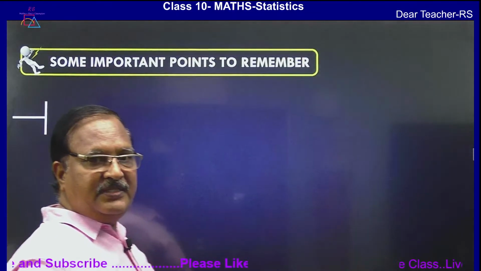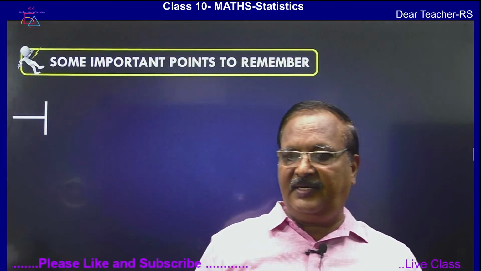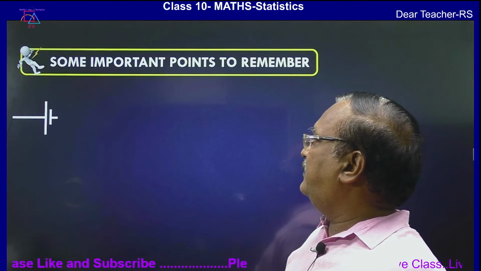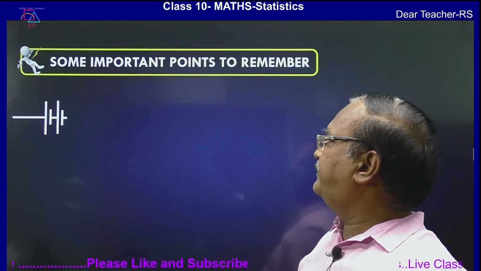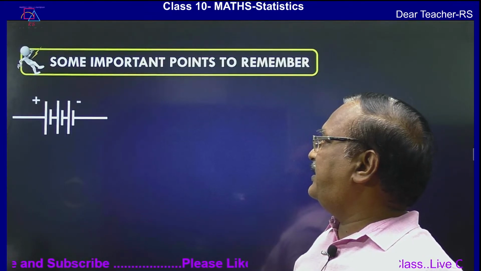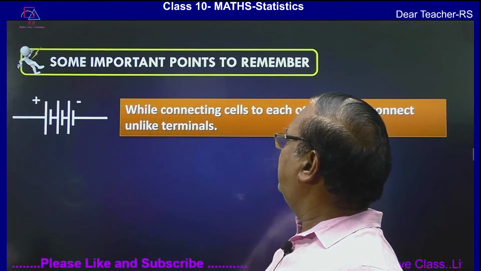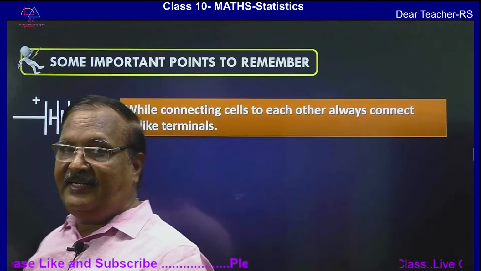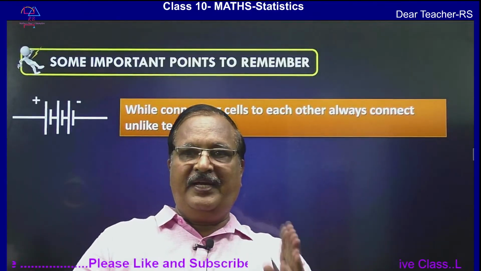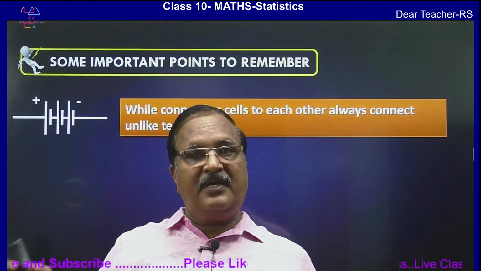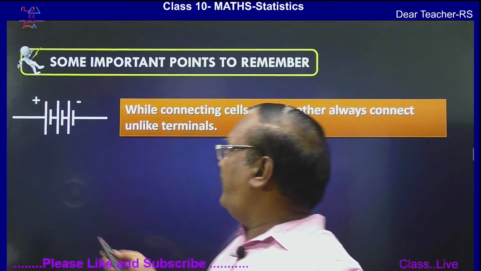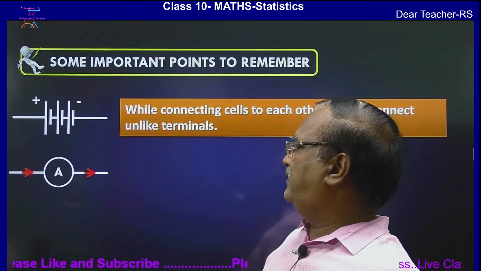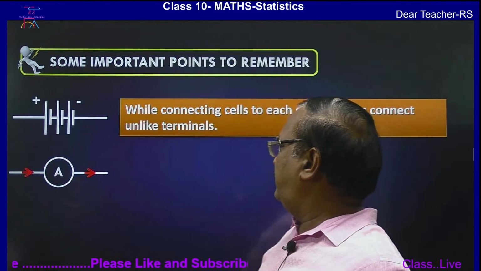So there are some important points you have to remember when you are drawing the circuit, some precautions you have to take, right? Now three cells are connected. So these three cells are connected with unlike terminals, positive, negative, positive. Like this, unlike terminals are to be connected. So if it is connected like this.